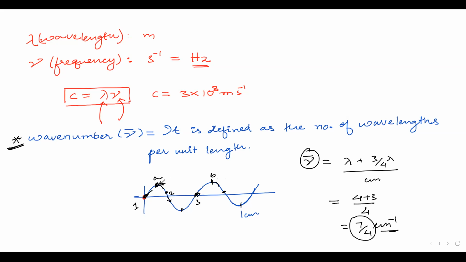So these points are known as what? Lambda. And what is lambda? Lambda is wavelength. This is the length between two maximas. Just remember this. This is the length between two maximas or two minimas. Is that clear? Distance between two maxima.